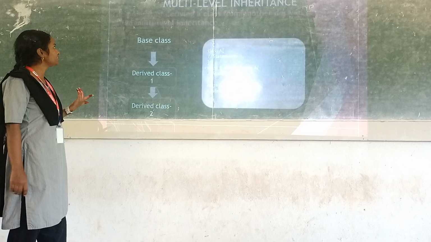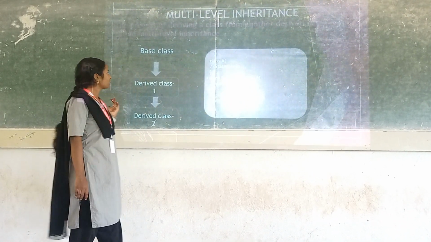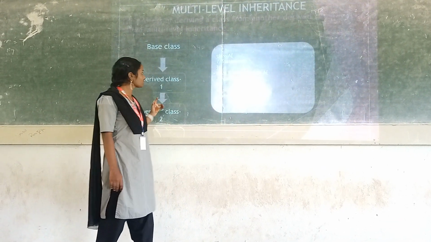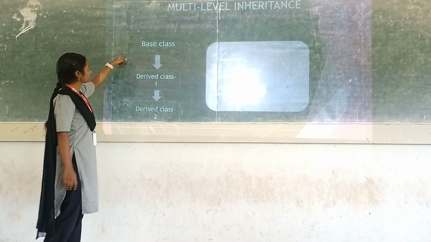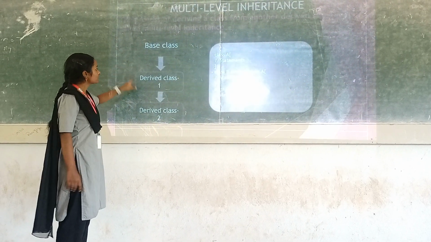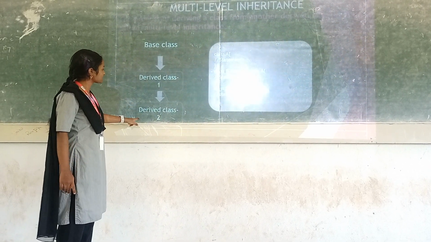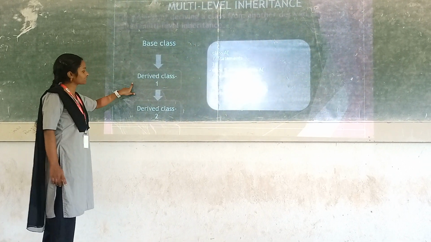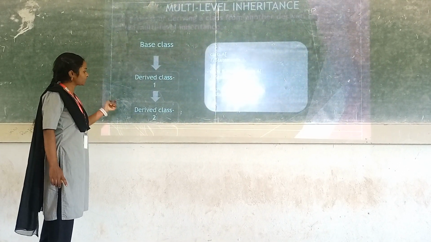Next is multi-level inheritance. Multi-level inheritance is a chain of inheritance in which a derived class inherits the properties of a base class, and that derived class in turn acts as the base class for another derived class. Here we can see the flow chart: base class, derived class 1. Derived class 1 inherits the properties of the base class, so it acts as a child of the base class. It has another child, derived class 2, which inherits the properties of derived class 1. That means this derived class acts as both child and parent.